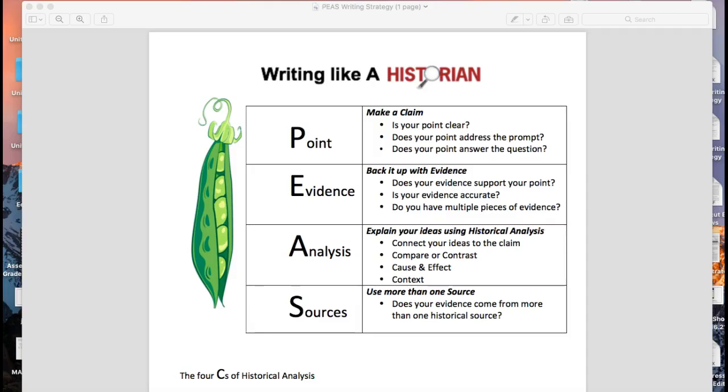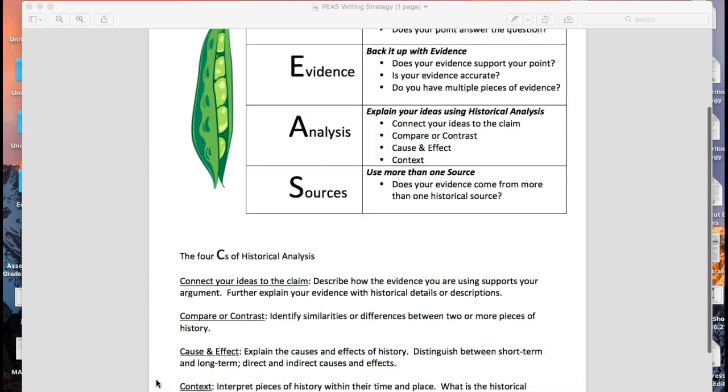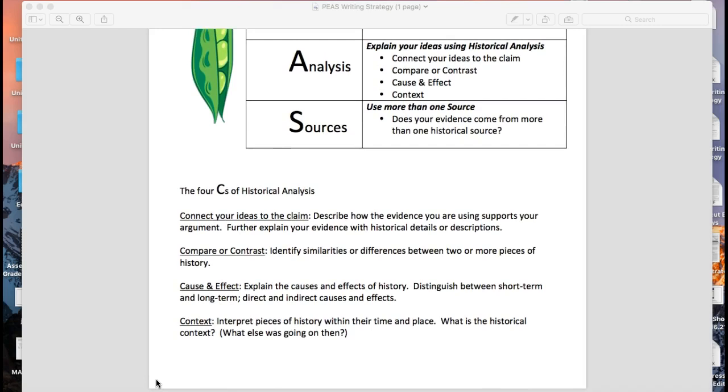For the analysis section of your argument, it is important that you pay attention to the 4 C's of historical analysis as outlined on the PEAS writing strategy handout. It is important for you, when you're choosing evidence, to explain the evidence using one of these historical analysis examples. Many students will find it easy to use the first one, which is connect your ideas to the claim. To do this, it's just important that you further explain your evidence with historical details and descriptions. However, you may choose to use one of the other C historical analysis.